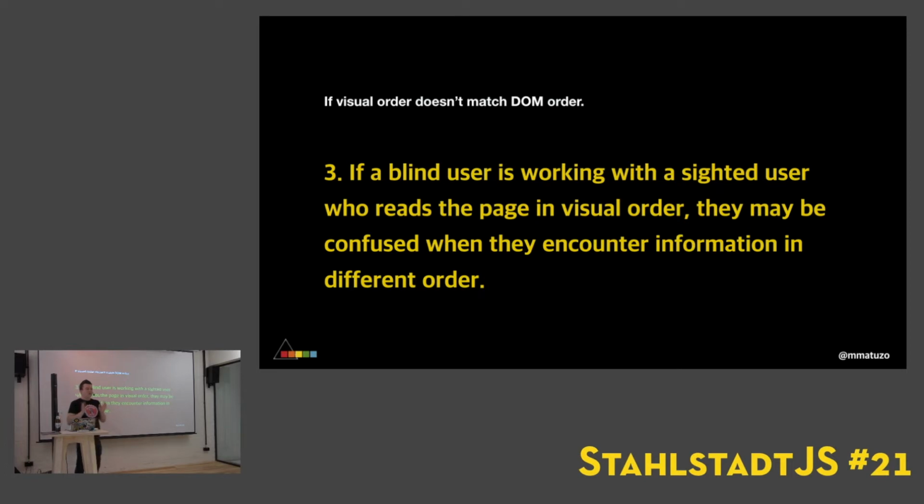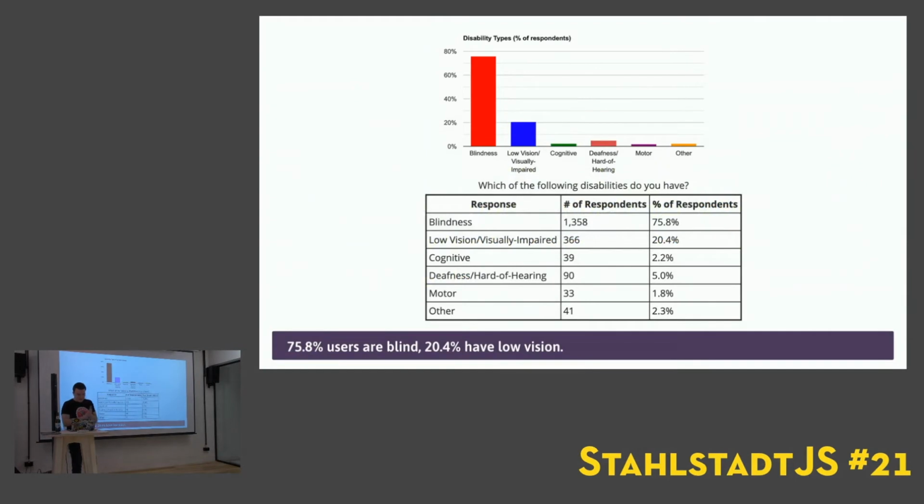Also, not all screen reader users are blind. Some have low vision, so they see some parts of the screen and they hear other parts. Or in addition, they hear stuff. According to the screen reader survey of 2017, 75% of participants were blind and 20% had low vision. So not every screen reader user is blind.